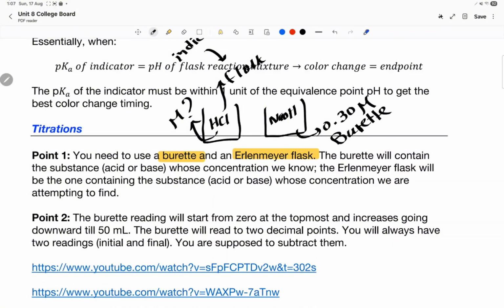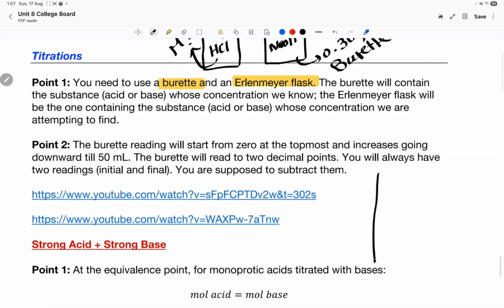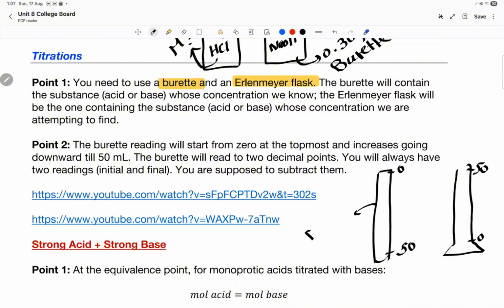The burette's going to be kind of weird when it comes to the reading. So it looks like this, and it's going to start from 0 on the top and will go all the way to, say, 50 at the bottom. So it's like reading it upside down in a way, you know? Because right now, if I give you a graduated cylinder, it will go from 0 to maybe, let's say, 50. But a burette is going to be the exact opposite. It's like an inverted tube, essentially.